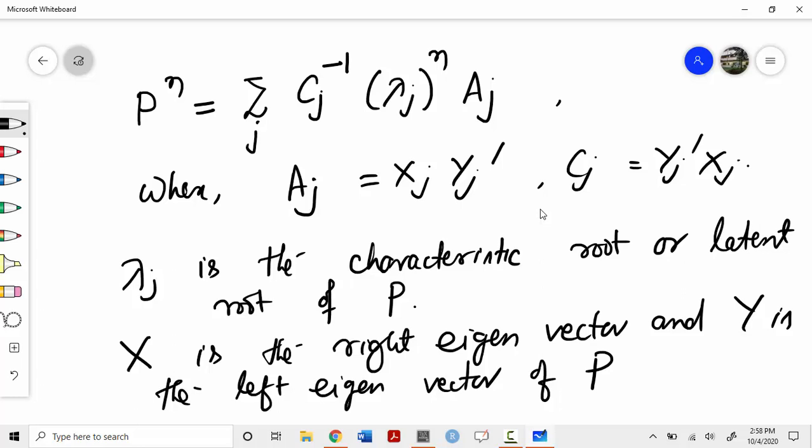So, in order to find the value of P to the power n, we have to first find out the characteristic roots of the transition probability matrix P, then the left eigenvector, then the right eigenvector corresponding to these characteristic roots. Then by using this formula, you can find the n-step transition probabilities. Now let us consider with the help of an example.